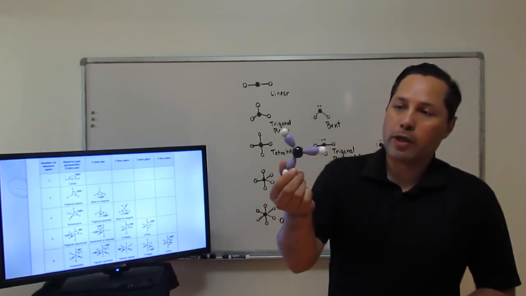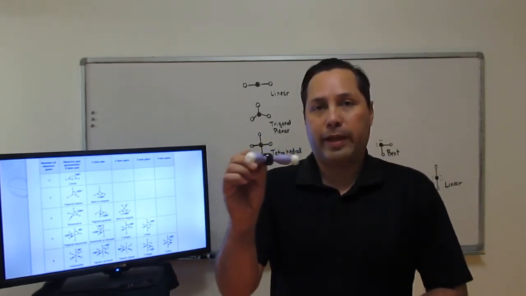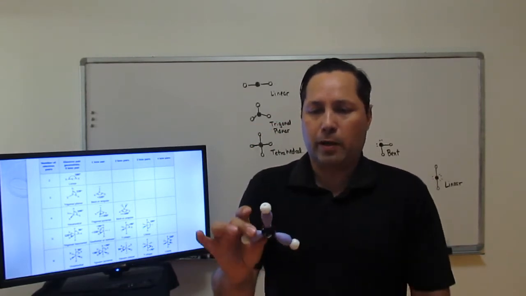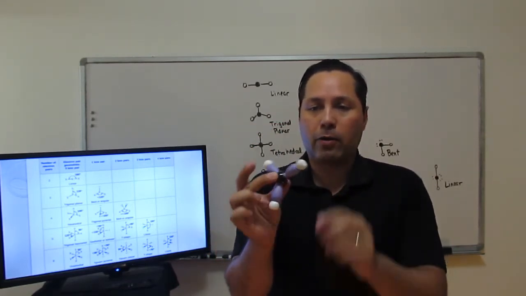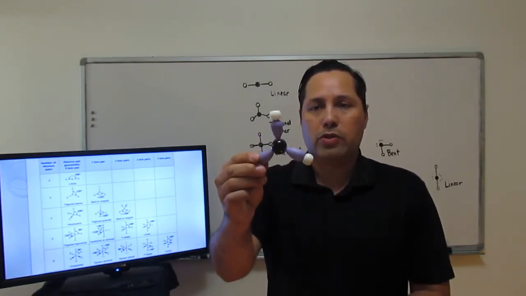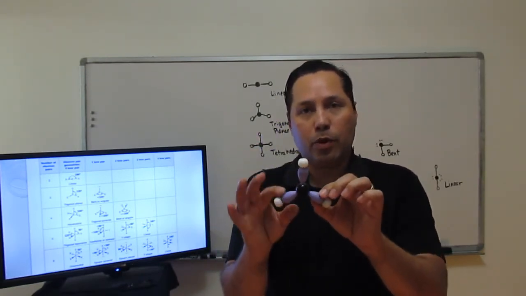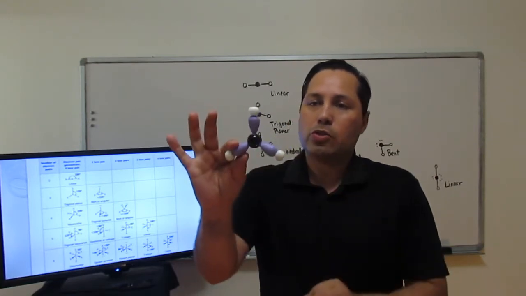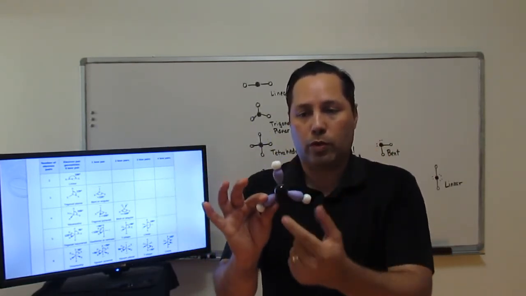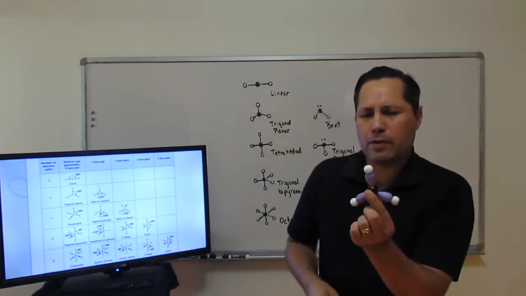Our next model is a trigonal planar. Trigonal because it's got 3 sides, and notice that it is flat, so it's planar. Again, in black is our central atom, and there are 3 atoms attached to this. Now, again in purple, that's the bond. So this one will have 3 shared pairs of electrons. There's 1, 2, 3.